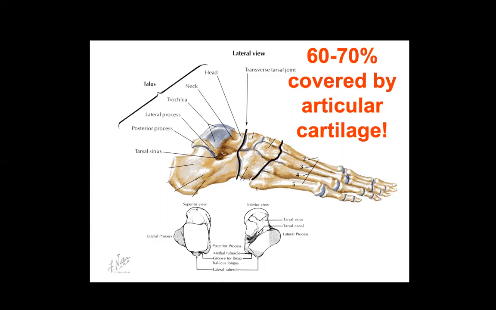So what that means is that the talus, because it has so many articulations, is covered by cartilage, 60 to 70%. And because there's so much cartilage, there's not a lot of room for blood flow to get into the talus, and that's why talus fractures are associated with osteonecrosis.